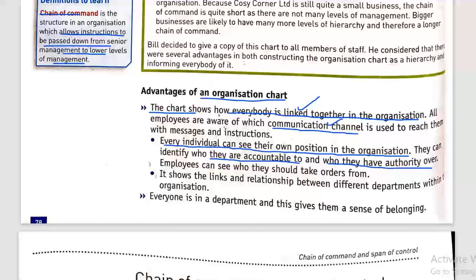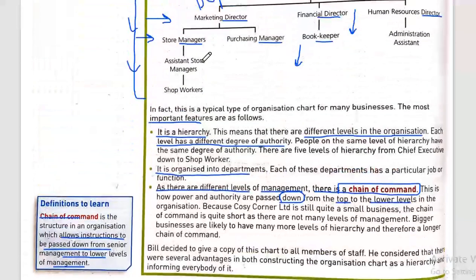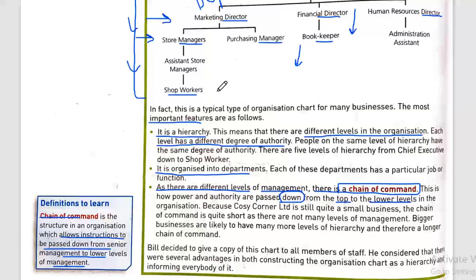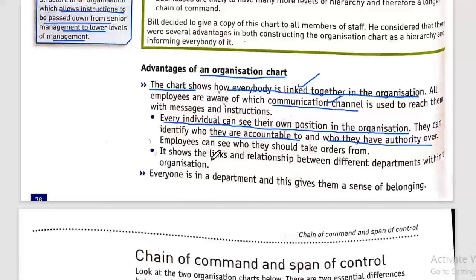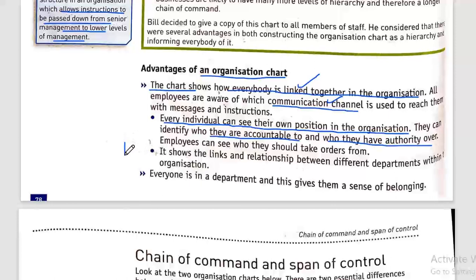So if I'm, let's say, an assistant store manager, I will know that the store manager is at a higher level, and he's responsible, and he can send commands or instructions to me. And also as an assistant manager, because of this chart, I know that I'm responsible for the shop workers because they are at a lower level than I am. It shows the links and relationships between different departments within the organization when it comes to the hierarchy level.